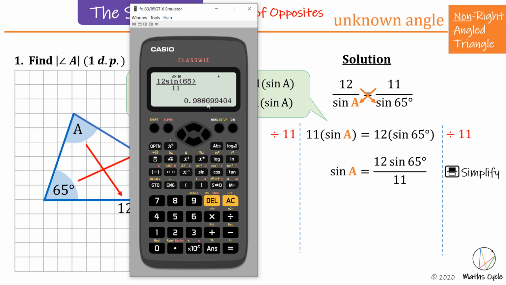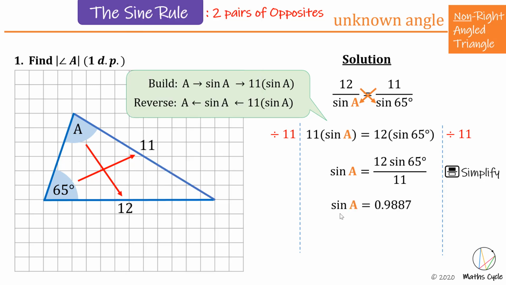But even better than that, I could actually capture the whole answer because my calculator keeps it for me. This answer will be kept in the answer button. So if I leave it like that, for when I come back to do my next sum and I press answer, it will bring up this answer for me. So now I have that the sine of A equals 0.9887.